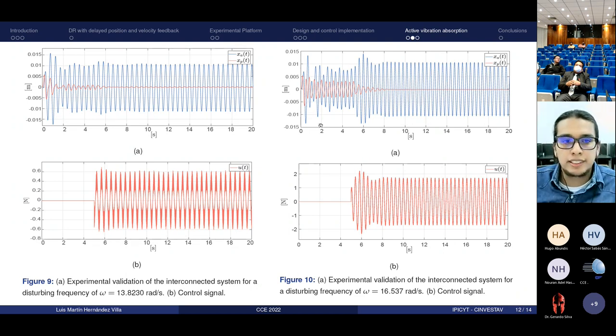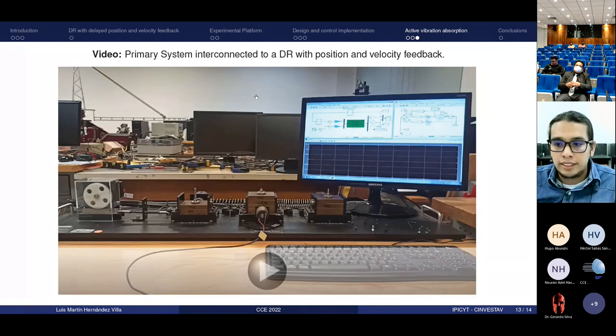Similarly, this happens in the second experiment in figure 10. It is true that the attenuation is not as marked as during the first 5 seconds. This is because we move away from the resonance frequency of the passive absorber. However, a high attenuation is observed after the 5 seconds when the DR is applied. And so in the following video, we can see the experimental validation for the previous experiment in figure 10.